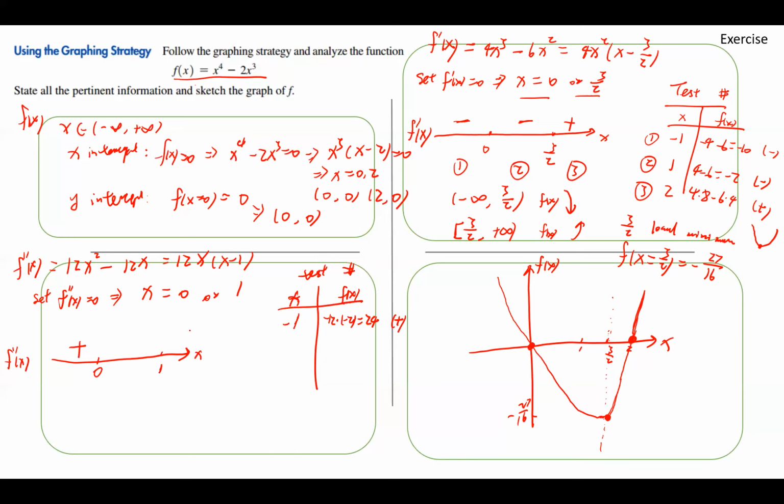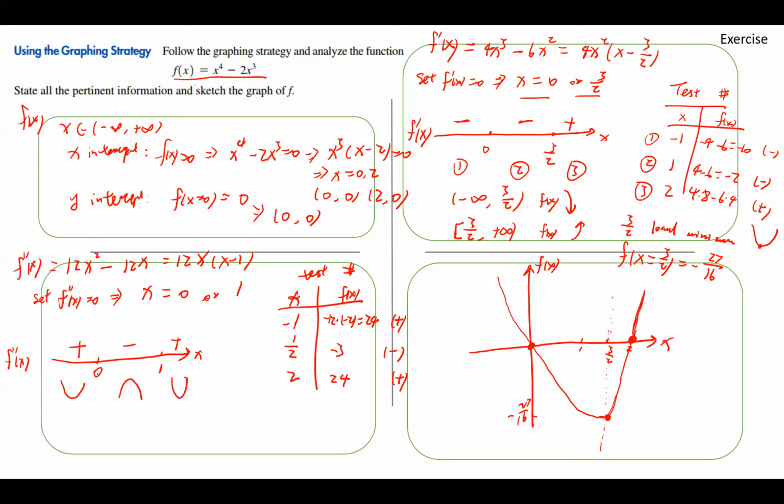Secondly, we need to choose a number in between 0 and 1. Let me choose 1/2. And it happens that this gives me −3, so this is negative. And then plug in 2, which gives me 24, so also positive. What this means is, if it's positive, then the function is going to be convex, or concave upward, right? It's going to be like this. This is convex. And then negative will be something like this, concave downward, and then again concave upward, right?